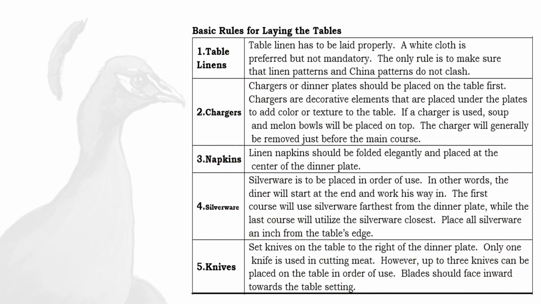Number 5, knives. Set knives on the table to the right of the dinner plate. Only one knife is used in cutting meat. However, up to 3 knives can be placed on the table in order of use. Blades should be faced inward towards the table setting.